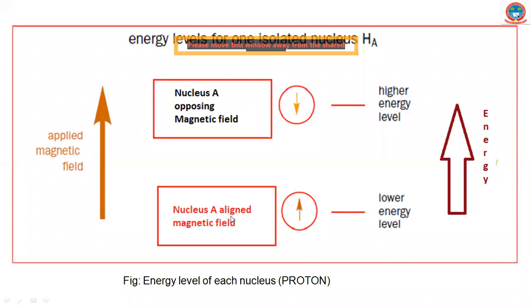So when the nucleus is aligned with the magnetic field, it is at low energy. And we know this is a nucleus whose spin is opposing this arrow. This arrow shows the spin of the nucleus, or we can say the orientation of the nucleus. So when it is opposing this, it goes to the high energy level. So this is what we have about the proton energy levels.